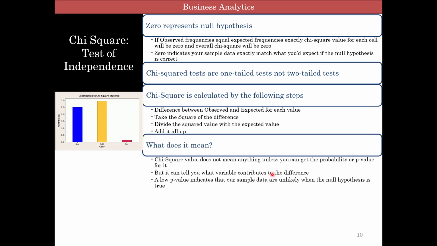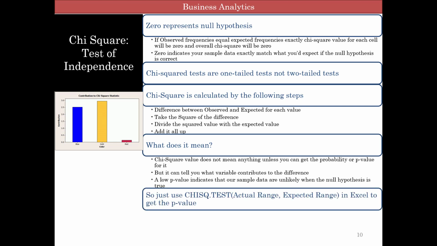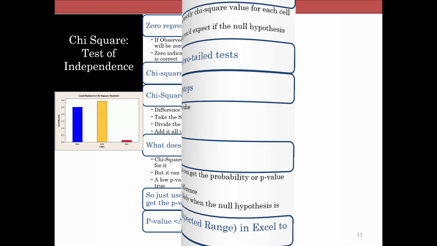What does this mean? The chi-square value does not mean anything unless you can get the probability, or p-value, for it. But it does tell you which category contributes to the chi-square. So a low chi-square contribution means that expected and observed are almost the same, and a high chi-square contribution means that there is a wide difference. A low p-value indicates that our sample data is unlikely when the null hypothesis is true. So CHISQ.TEST gets you the p-value, and if the p-value is less than alpha, you reject the null hypothesis.